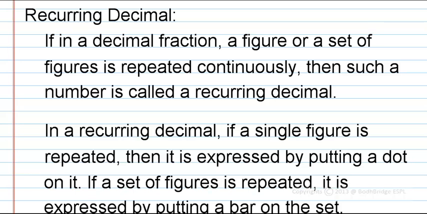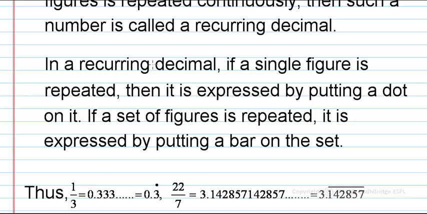If in a decimal fraction, a figure or a set of figures is repeated continuously, then such a number is called a recurring decimal. In a recurring decimal, if a single figure is repeated, then it is expressed by putting a dot on it. If a set of figures is repeated, it is expressed by putting a bar on the set.